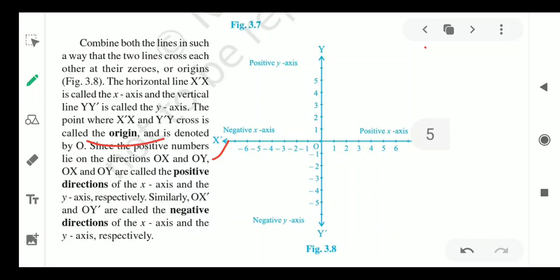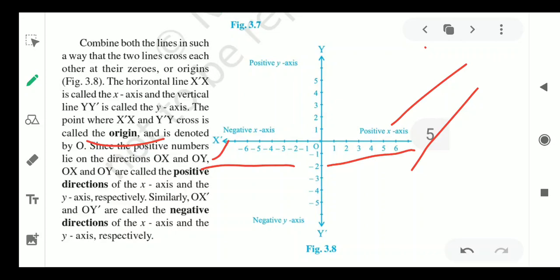So see here, on the x-axis, after the 0, the right side of the 0, we will take the positive values, and the left side of the 0 we will take as negative values. So the x-axis is divided again into two parts. The numbers on the right side of the 0 are called the positive x-axis. There we take only positive numbers. The left side of the origin is called the negative x-axis.